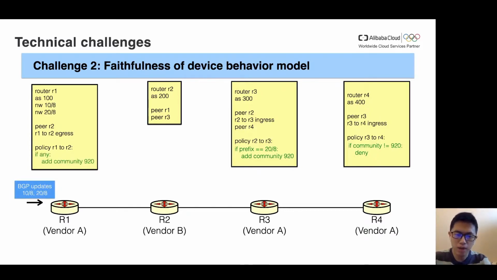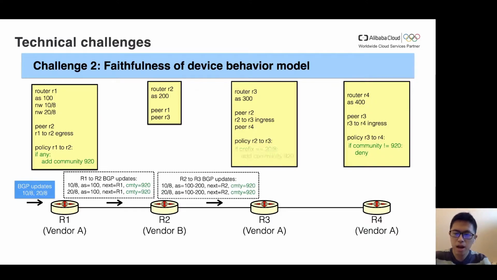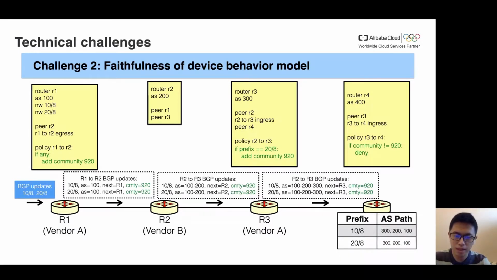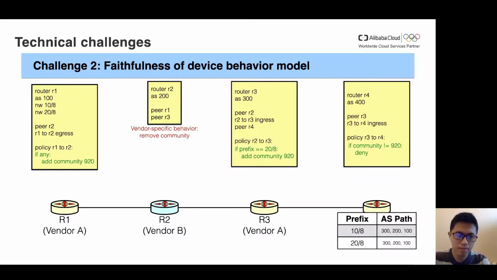R1 adds a community to them and sends them to R2. R2 keeps the community, then comes R3. R3 tries to add the community to prefix 20/8, but finds it already exists. Finally, R4 accepts both of the prefixes and generates the routing table.